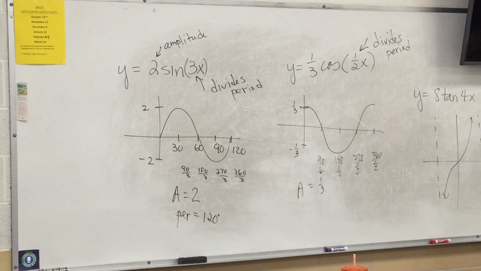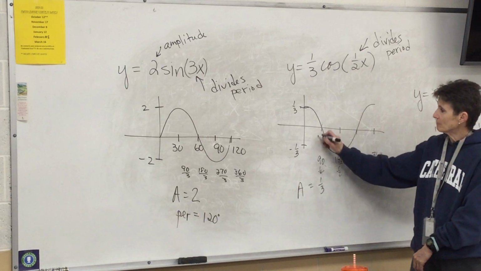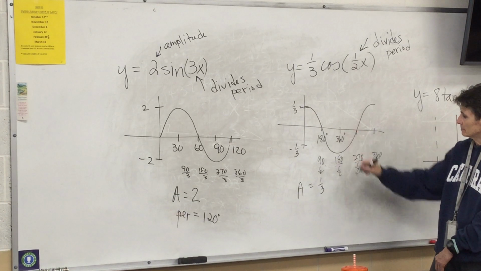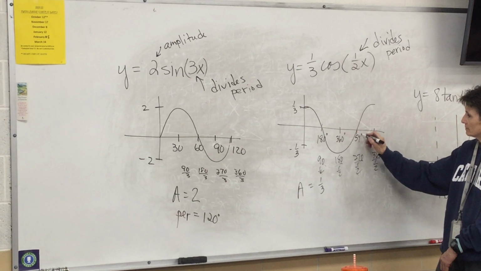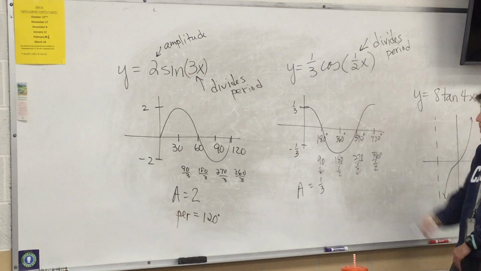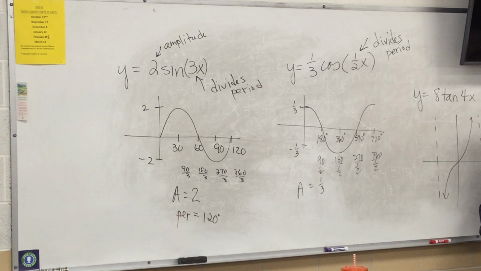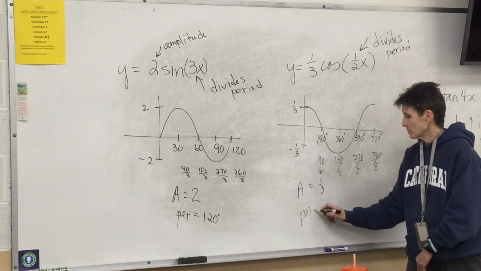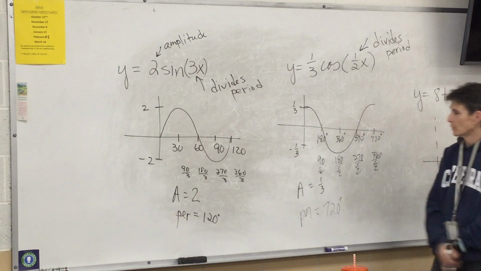Use your calculator if you need to. When you divide by a half, you're essentially multiplying by 2. So 90 divided by a half is 180, 360, 540, and 720. Period is from beginning to end, so the period of this curve is 720 degrees.